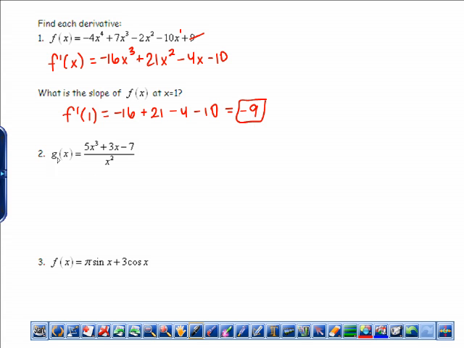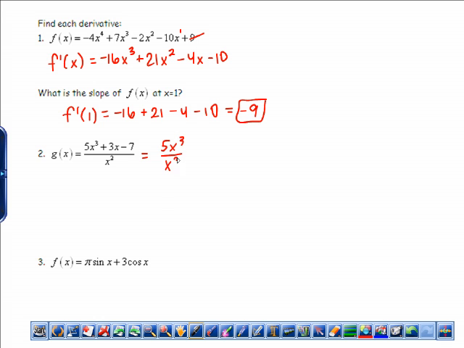Okay, now we get into g of x. Now this is not a polynomial right now. I can make it into a polynomial, and in fact you have to do this in order to use the power rule. Okay, so what I'm going to do first is split everything up.